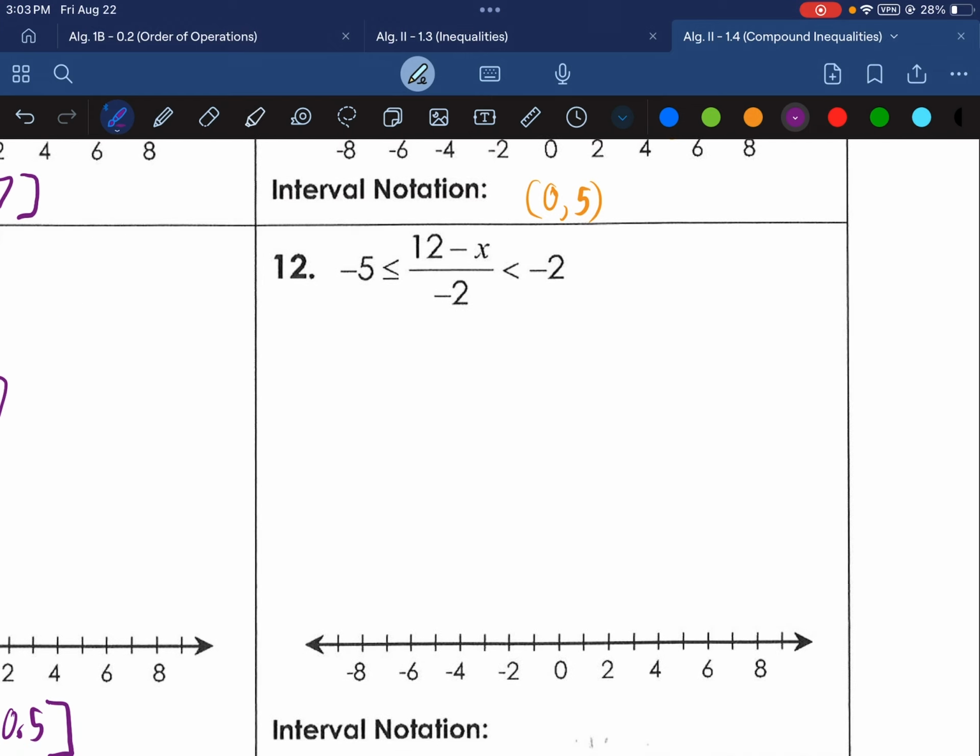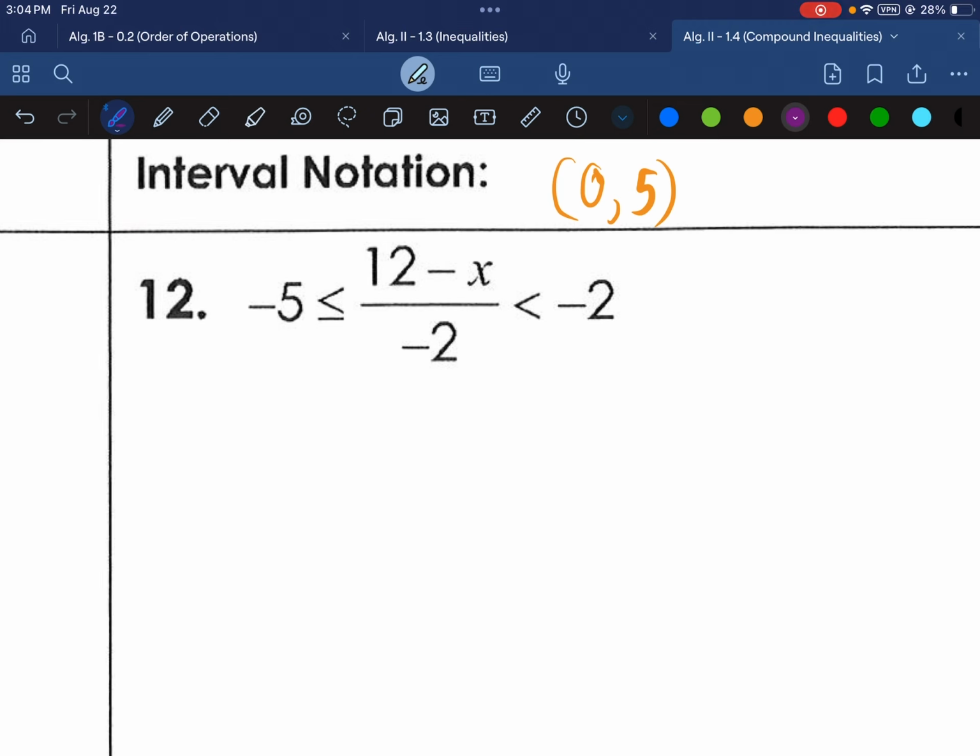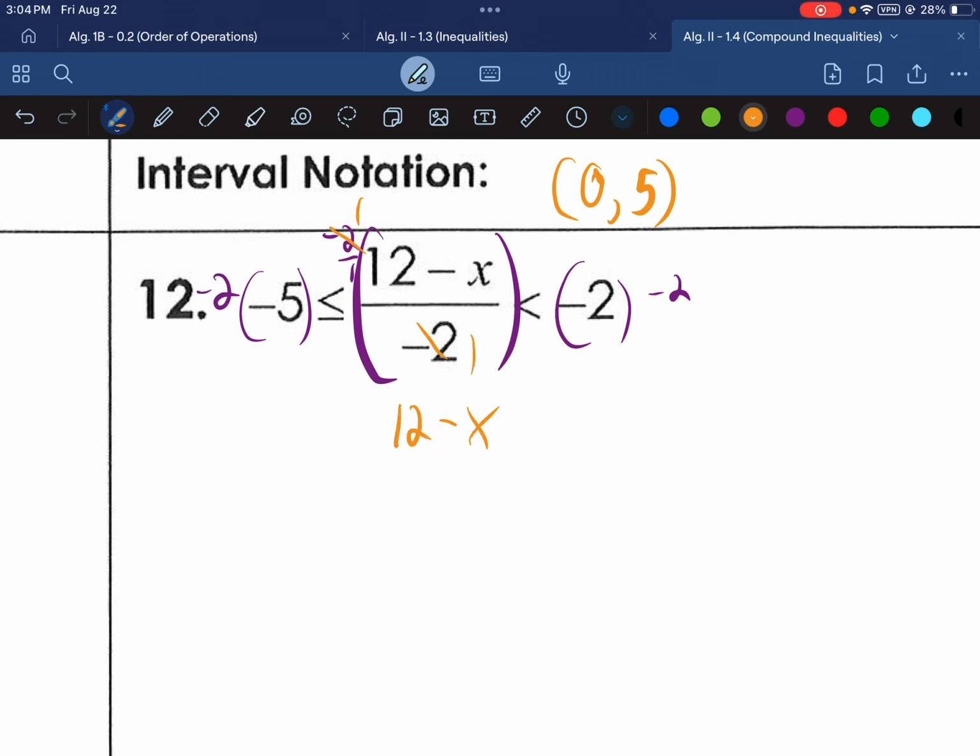Moving on to number 12. So here we have this negative 2 that everything's being divided by in the middle. So we have to undo that by multiplying by negative 2, and we do it to all 3 parts. And as we do that, in the middle, negative 2 and negative 2 reduce, and you just get left with 12 minus x. On the left, negative 2 times negative 5 gives us 10, and on the right, negative 2 times negative 2 is 4, but because we multiplied every single side by a negative, we have to flip our symbols.